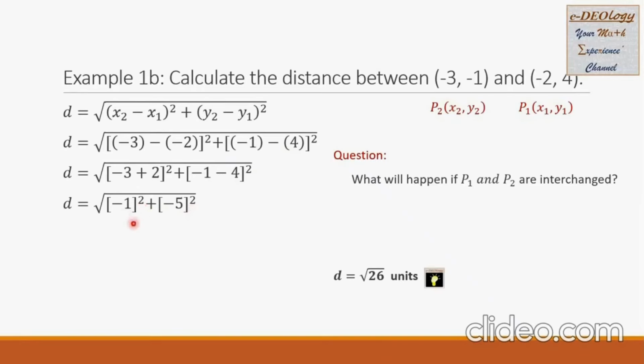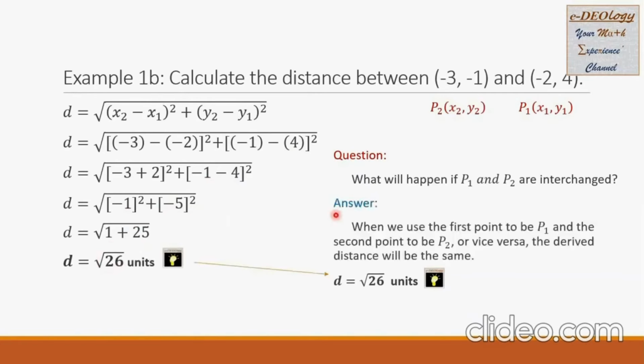The square of negative 1 is positive 1. The square of negative 5 is positive 25. So 1 plus 25 is 26. So our distance is equal to the square root of 26. This is our final answer. Our answer to the question is, when we use the first point to be p sub 1 and the second point to be p sub 2, or vice versa, the derived distance will be the same.